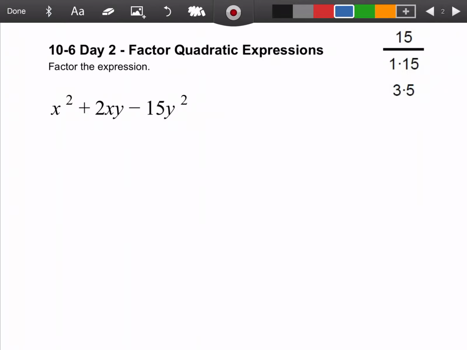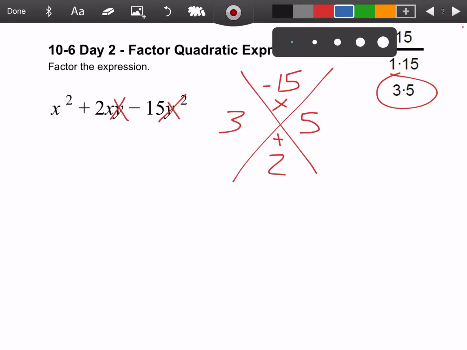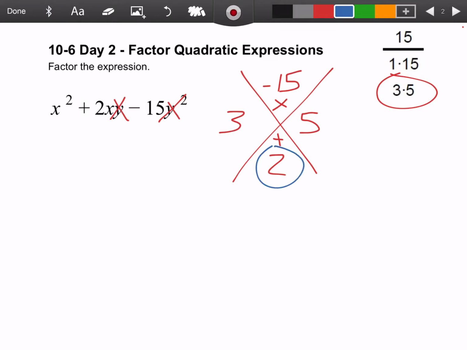Now we're going to be adding in another variable, and I know this looks different, but really it's the same process. What I want to do is cross out that second variable, but we can't forget about it. We're going to cross it out for now. We're going to create our diamond. We have negative 15, and then we have a positive 2. So we have to multiply to negative 15 and add to 2. Looking at our factor sheet, for factors of 15, we have 3 and 5, and they're 2 away from each other. And in this case, the larger factor is positive, so we have to make the other one negative.